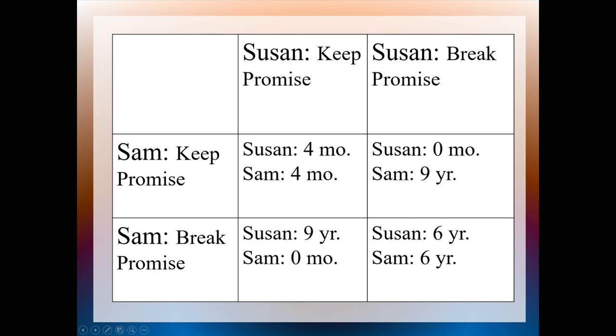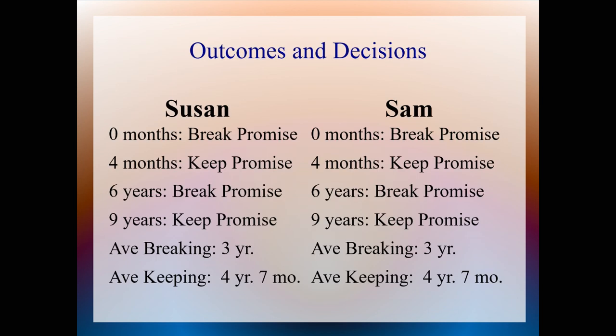So the question is, if they are only concerned about their best interest, what should they do? What's the choice that they should make? Think about that for a moment. What choice do you think? Well, let's look at the outcomes of the decisions. If Susan breaks her promise and Sam keeps his promise, then Susan will get 0 months. The outcomes are the same for both of them. So that's the best outcome for Susan, that she gets 0 months, and then Sam would get 9 years.